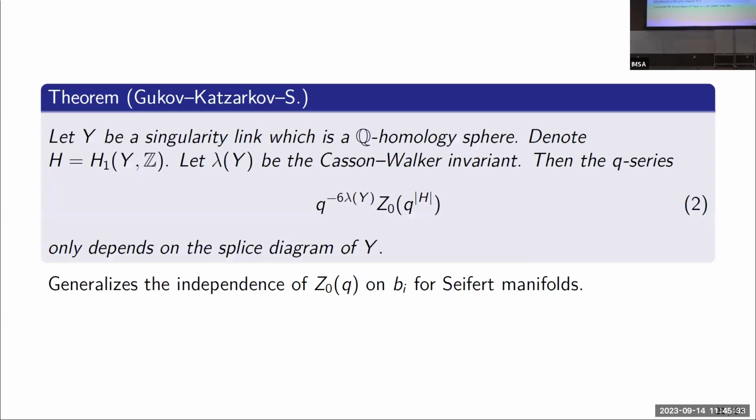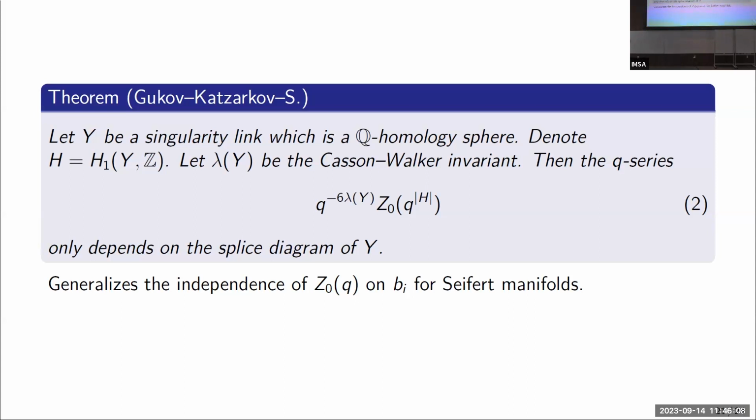Yeah, and so here's the second theorem. If Y is a singularity link, which is a Q homology sphere, meaning that the H1 is finite, then the series Z0, when we do the same thing, scaling the variable Q and multiplying by -6 times the Casson-Walker invariant, depends only on the splice diagram of Y.